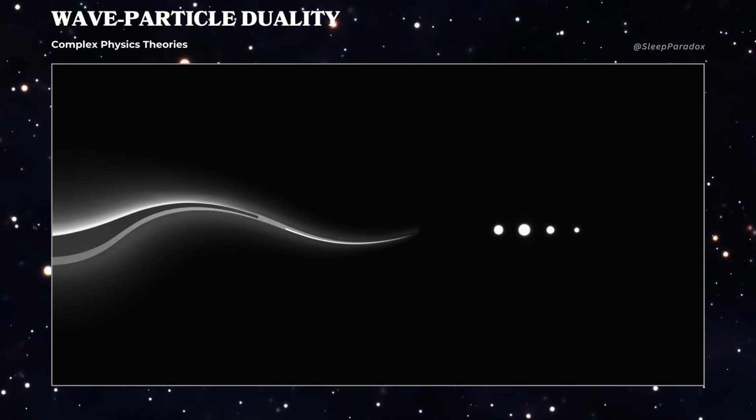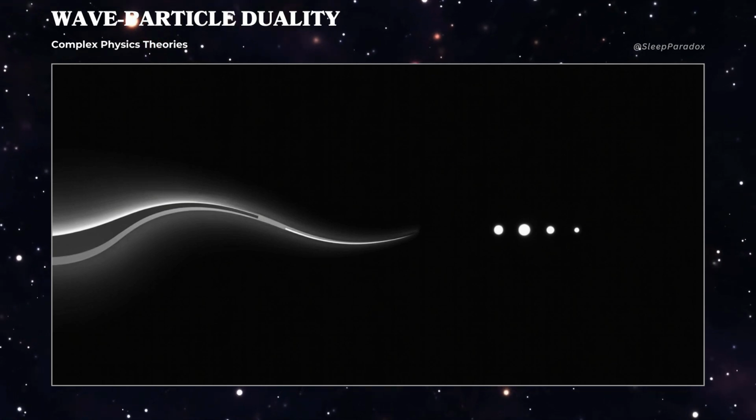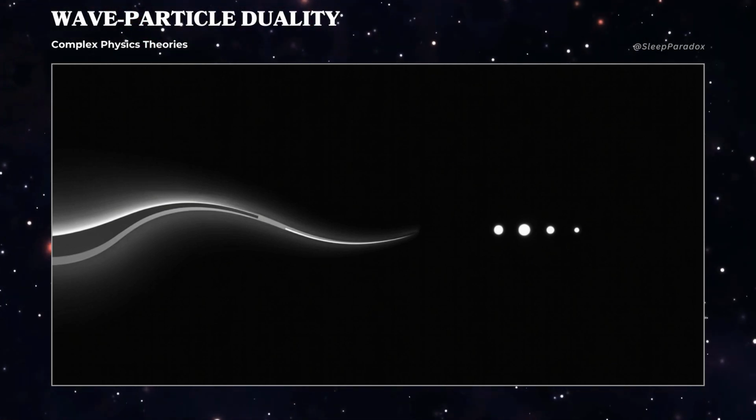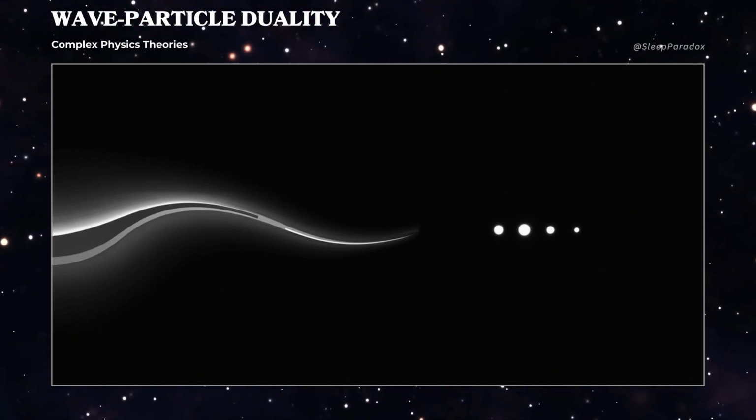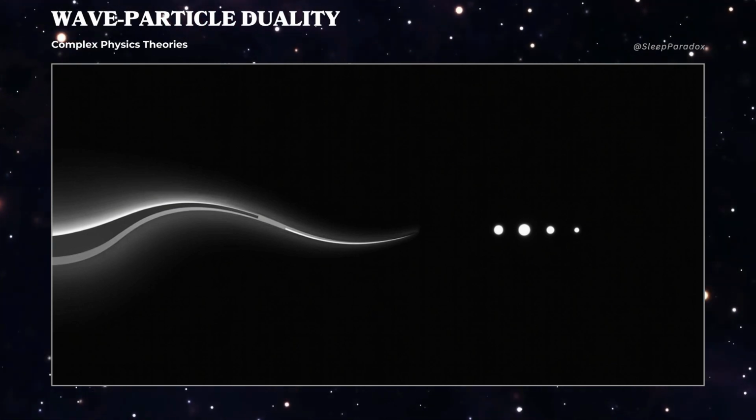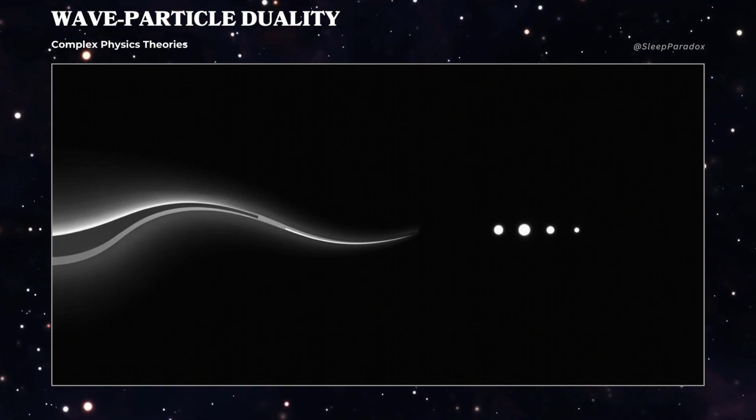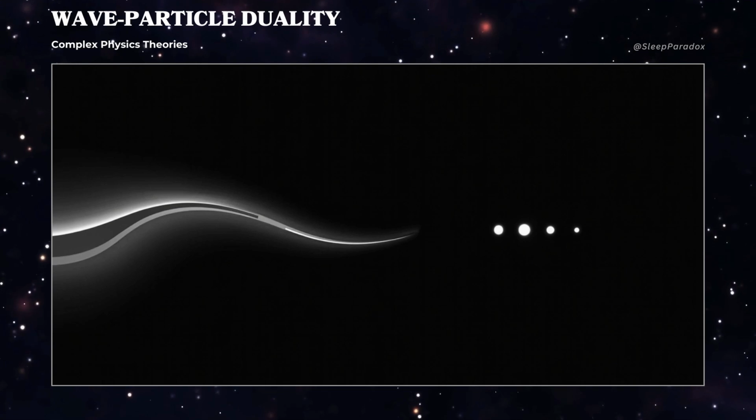In the early 1800s, Thomas Young performed a famous experiment that seemed to settle the matter. It's called the double-slit experiment. He passed a beam of light through two narrow slits and observed the pattern it made on a screen.